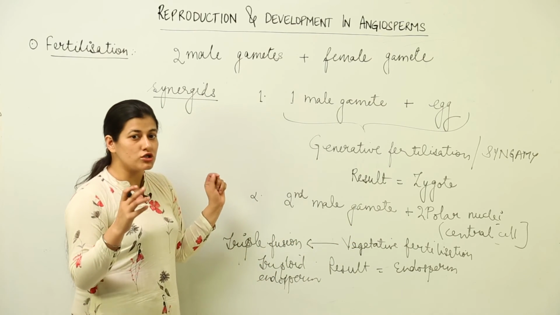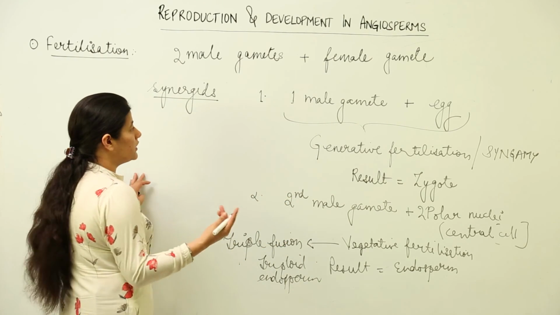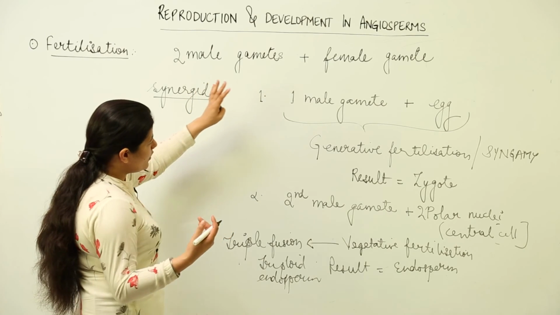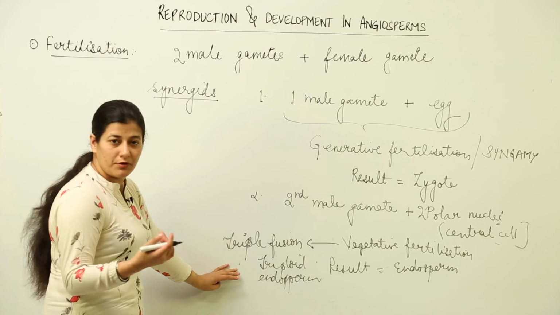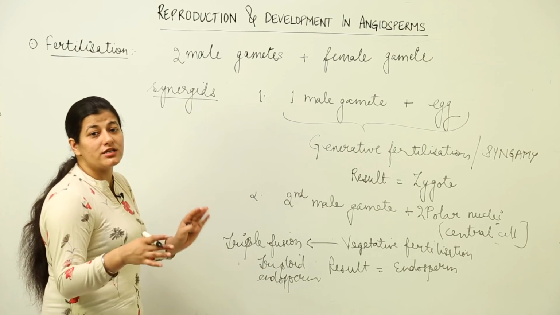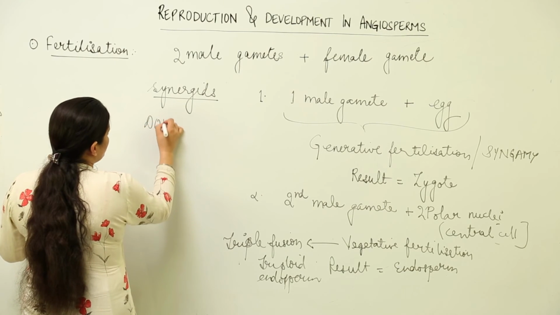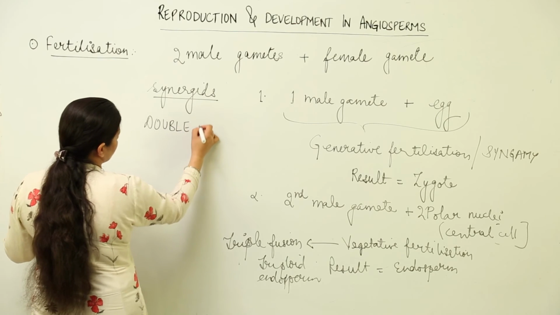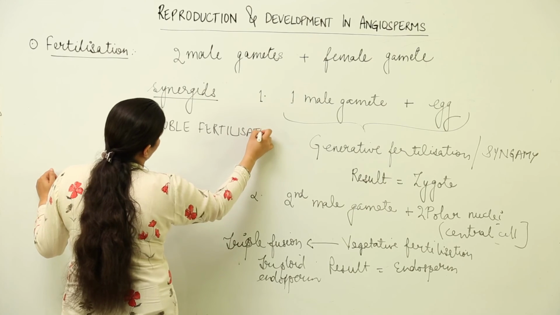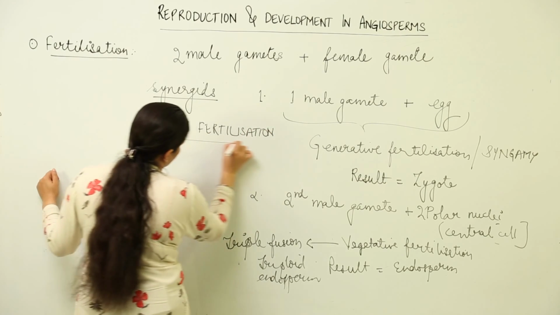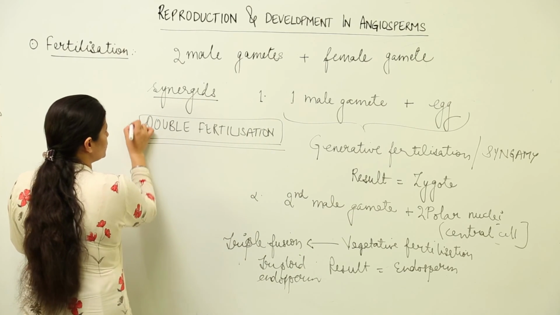So in a way, angiosperms have a less wasteful fertilization process. One more point why they are so advanced. So we have this generative fertilization or syngamy, and we have this triple fusion. That is why the fertilization in angiosperms is known as double fertilization. This is a characteristic feature, so certainly it has a weightage from the examination point of view.